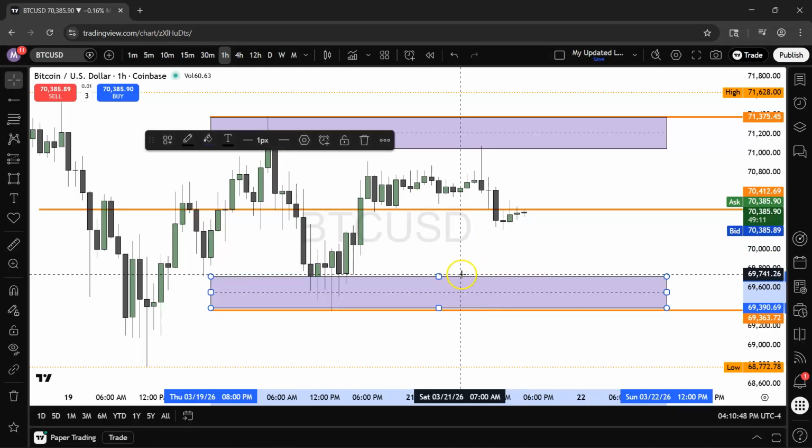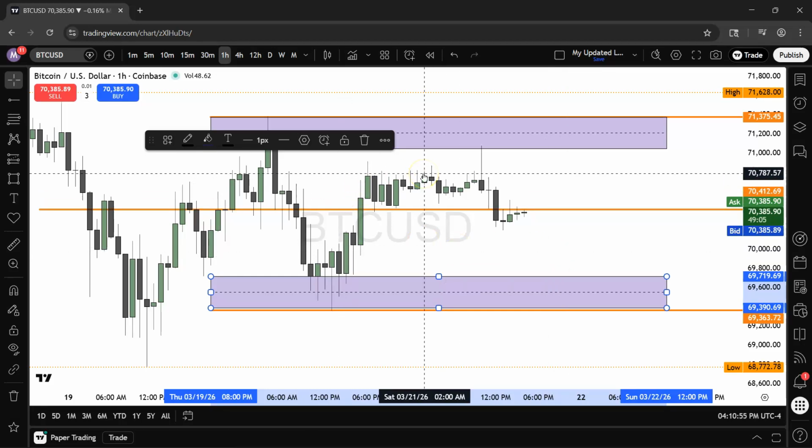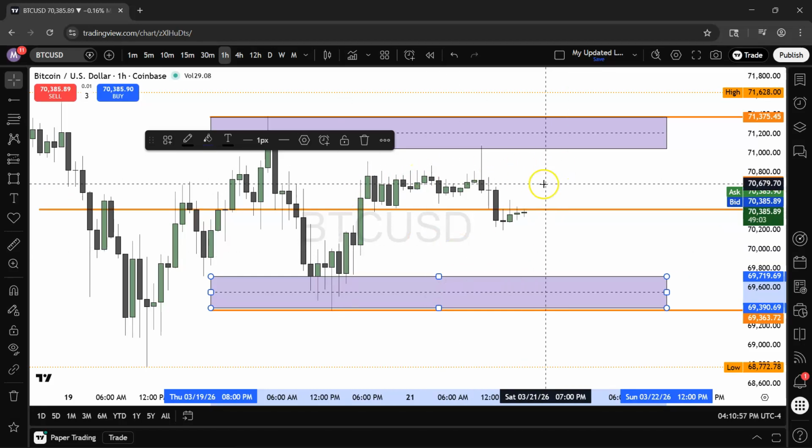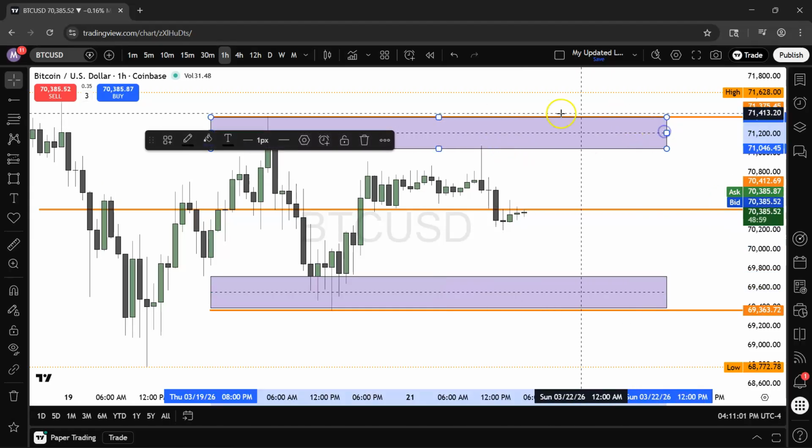So this is telling me my sweet spots. Some people call it supply and demand zones, but what I'm looking for when I create this area, I'm going to change the color.